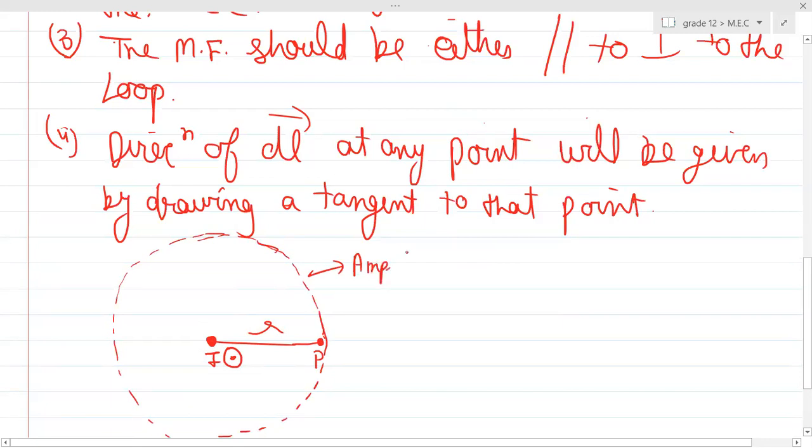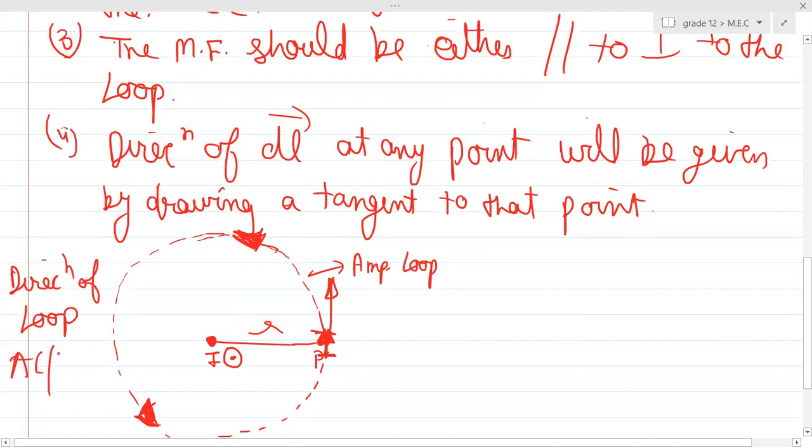Okay. And let's say the direction I have chosen for the loop is like this. Is it clockwise or anti-clockwise? Anti-clockwise. So the direction of the loop I'm taking as anti-clockwise, and I want to find the magnetic field at point B. Can you see that at point B the dl vector looks like this? I have drawn a tangent over here.